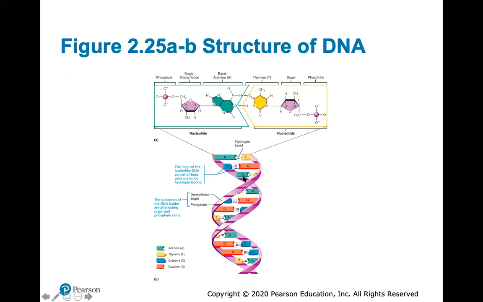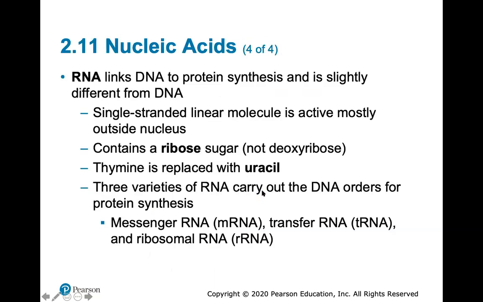You can see the double helical strand, the double helix model shown here. And if you look really carefully, you see these 4 bases, adenine, thymine, cytosine, and guanine, and how they are bound together complementary. So thymine always is bound to adenine, and guanine is only bound to cytosine, and they're bound with hydrogen bonds. RNA will then link DNA to protein synthesis.